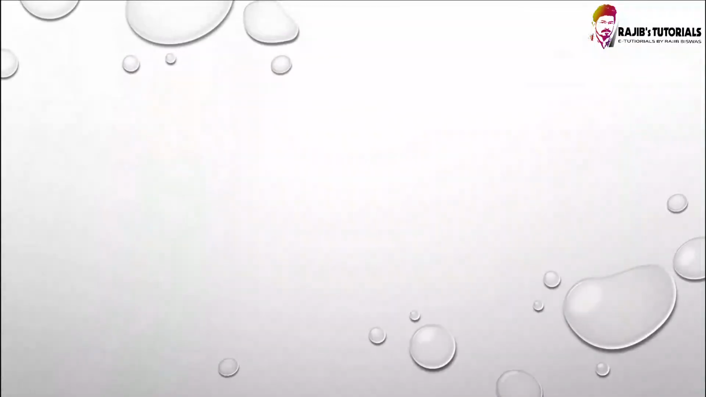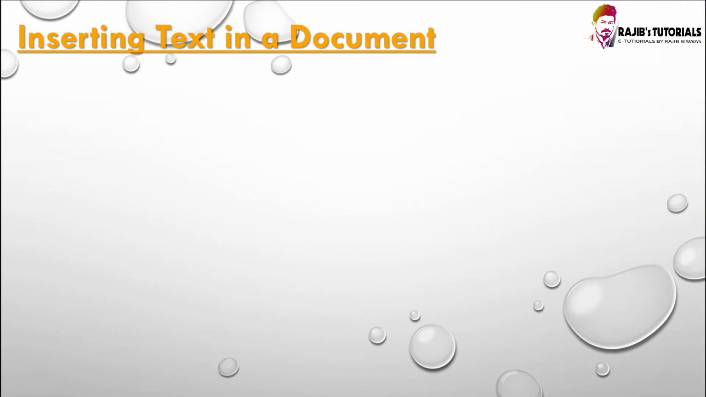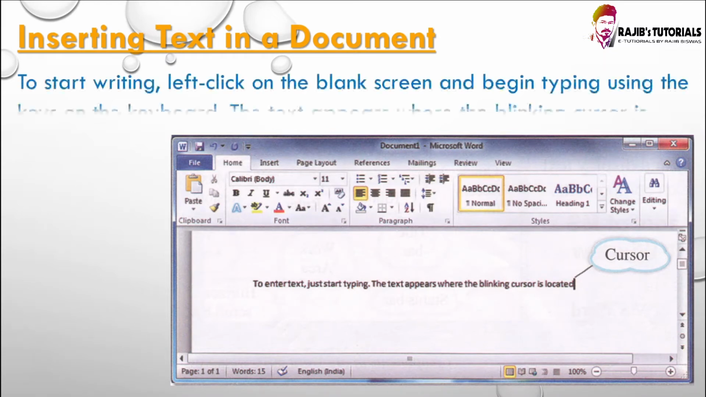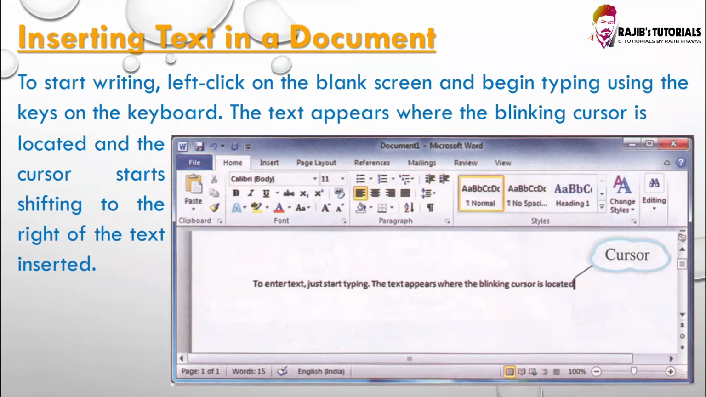Now you will learn about how to insert any text in a document. This is the interface that shows how you insert any text. To start writing, left click on the blank screen and begin typing using the keys on the keyboard. The text appears where the blinking cursor is located and the cursor starts shifting to the right of the text inserted.